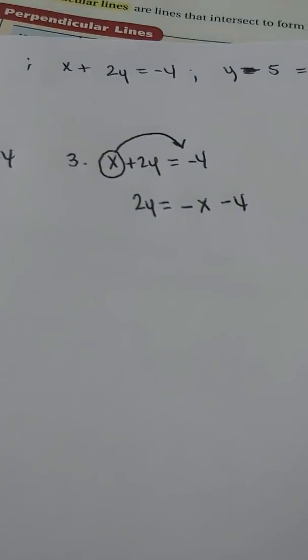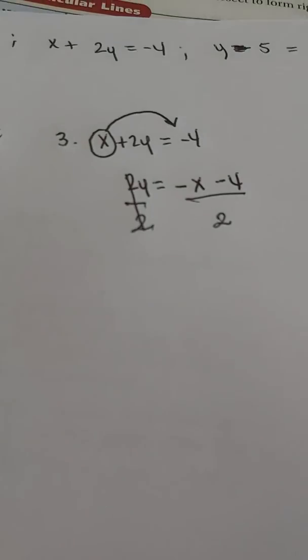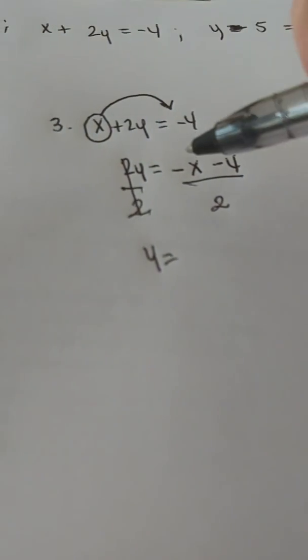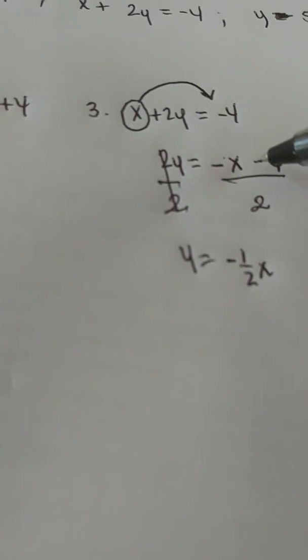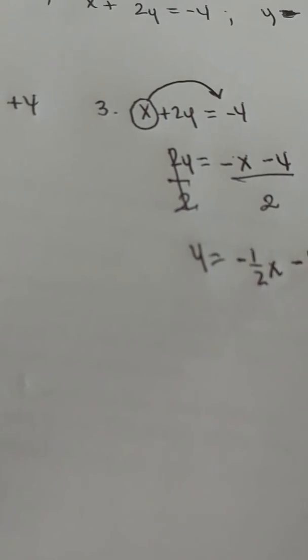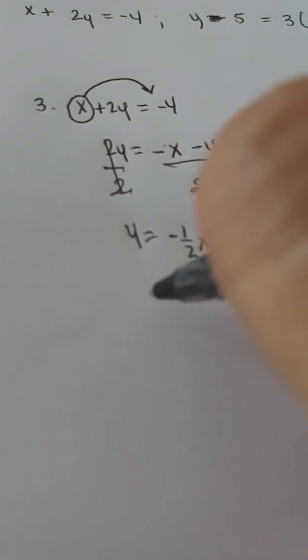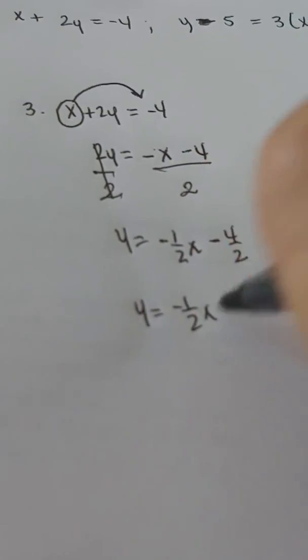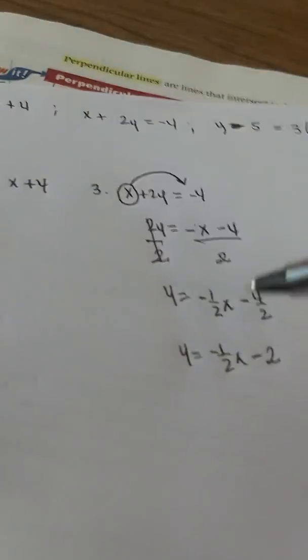Now we have to leave y by itself. Here we're multiplying y by 2, so to leave y by itself, we have to divide by 2. So we get y equals -1/2 x, -4/2. We can simplify that: y equals -1/2 x minus 4 divided by 2, which is 2.